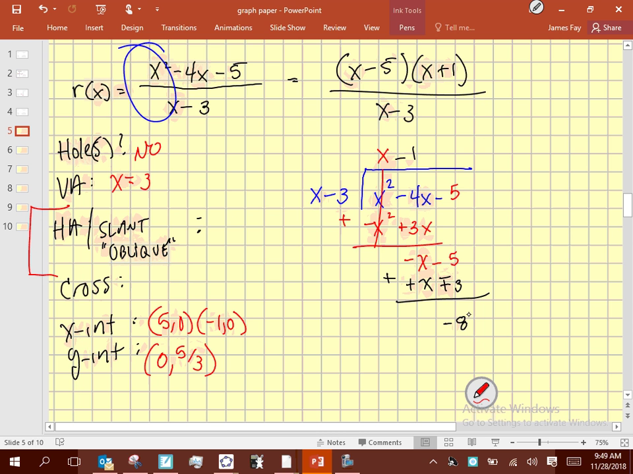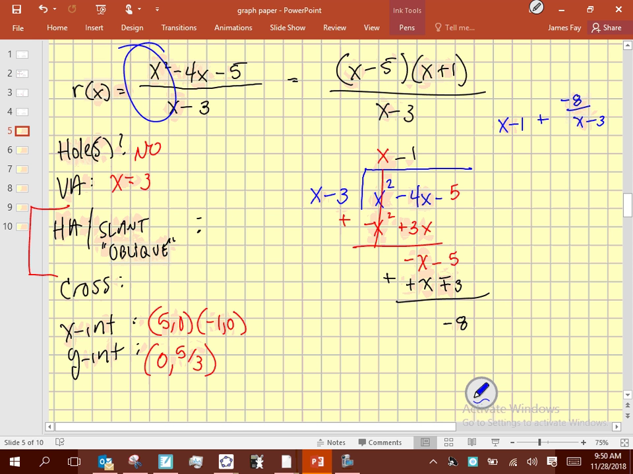I always stop when my variable term here is 1 less degree than my divisor. So x to the 0 is 1 less degree than x to the first, right? So I would write this as my quotient x minus 1 plus my remainder of -8 over my divisor x minus 3, right? That is what is really happening when I do that division.